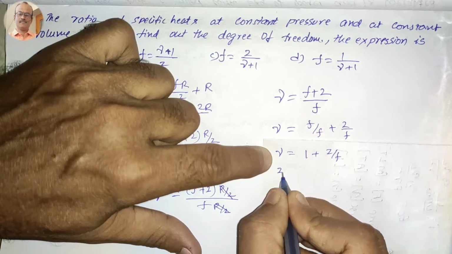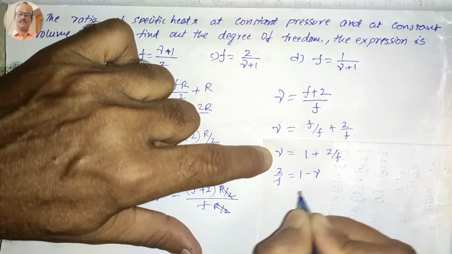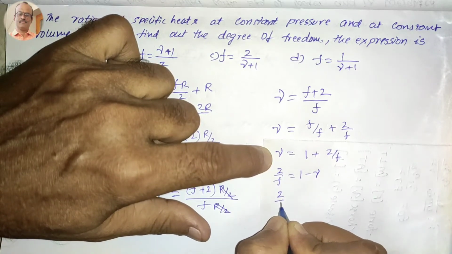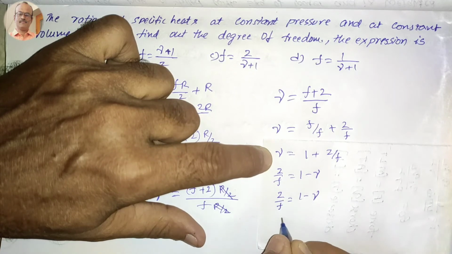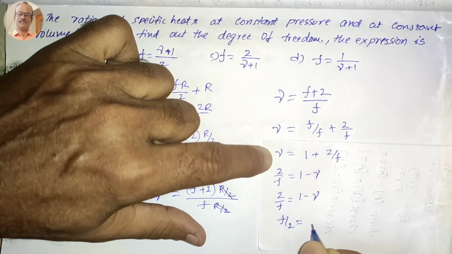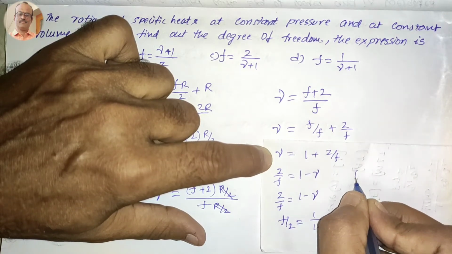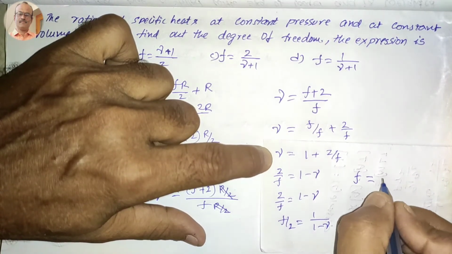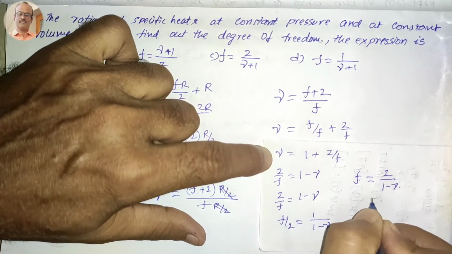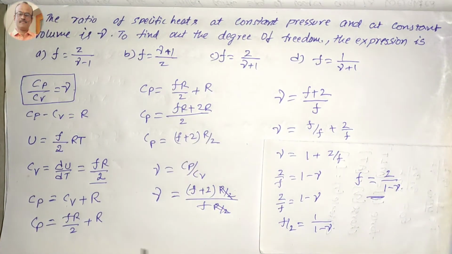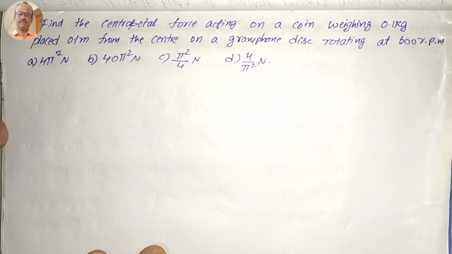But here 2 by F is equal to gamma minus 1. So F by 2 is equal to 1 by gamma minus 1. But I want to calculate only the degree of freedom. F is equal to 2 divided by gamma minus 1. So which option is correct here? Option A is correct.